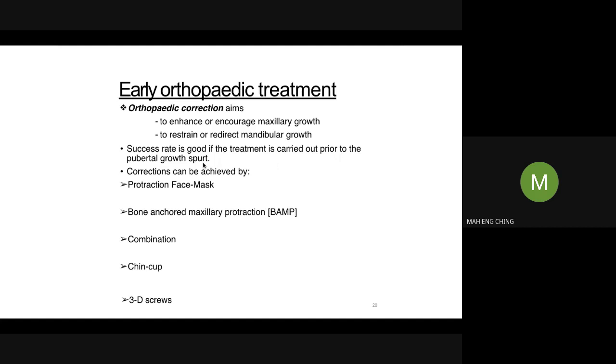So correction can be achieved by protraction face mask. It means you try to bring the upper jaw forward using this protraction face mask. Then we can do some bone anchored maxillary protraction. Then I can do a combination of all the treatments, which is chin cup, sometimes the protraction face mask, or sometimes we can do some 3D screw. We can talk about this one by one with the pictures.